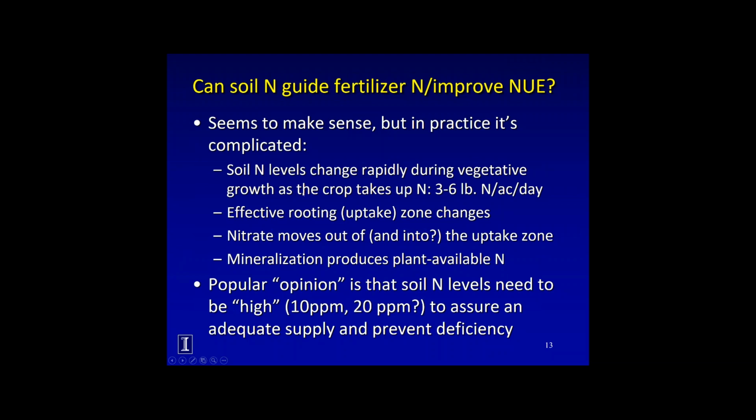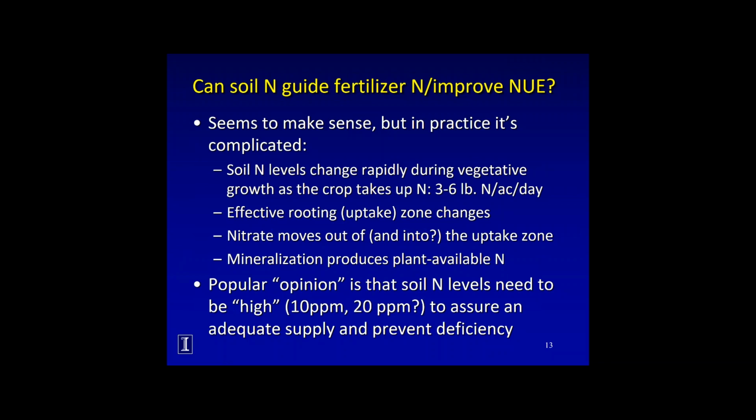Soil nitrogen levels change rapidly during vegetative growth as the crop takes up nitrogen. The crop takes up 3 to 6 pounds of nitrogen per acre per day during vegetative growth. That means that soil supply, even if there's adequate soil nitrogen there, is still dropping.